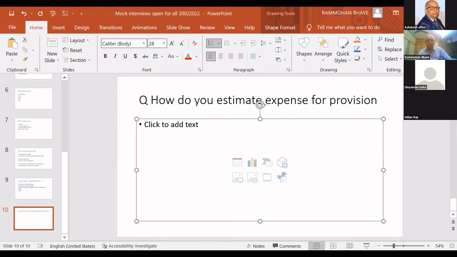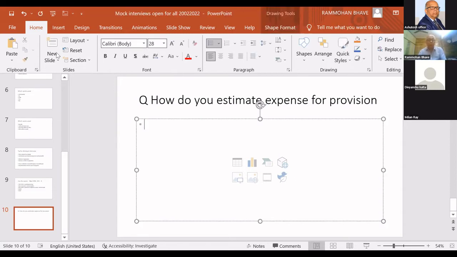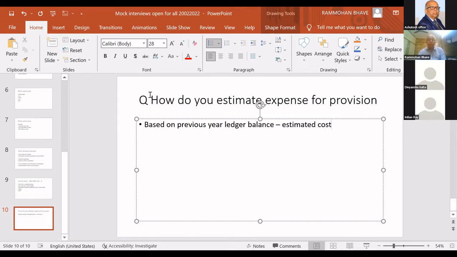Based on the previous year's ledger balance and estimated cost. I think you make very good sense. What you are saying is based on... Yes, please repeat. Milan, please repeat. Based on previous year's ledger balance and estimated cost, what I'm getting for the present year. Estimated cost, what I'm getting from the division. Right.